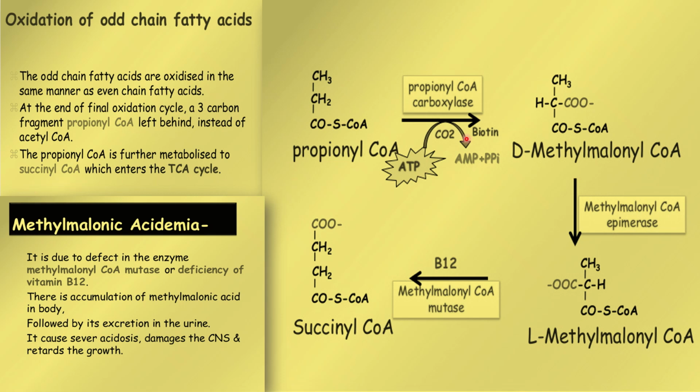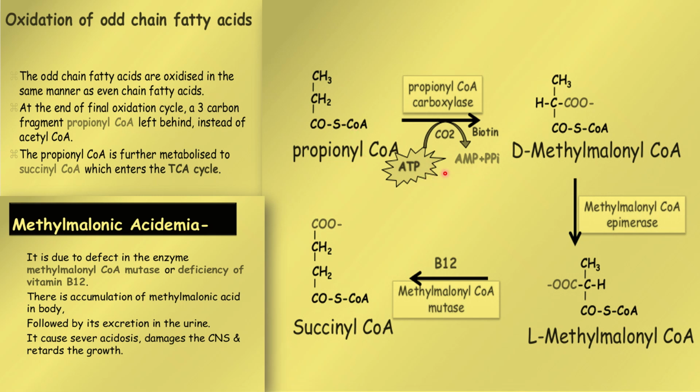So we'll look here at the steps of conversion of propionyl coenzyme A to succinyl coenzyme A. Propionyl coenzyme A, in the presence of the enzyme propionyl coenzyme A carboxylase, and whenever the name carboxylase comes, always the coenzyme biotin is there. 1 ATP is utilized and converted to AMP, which is equal to the utilization of 2 ATPs, because 2 high energy bonds are being broken.